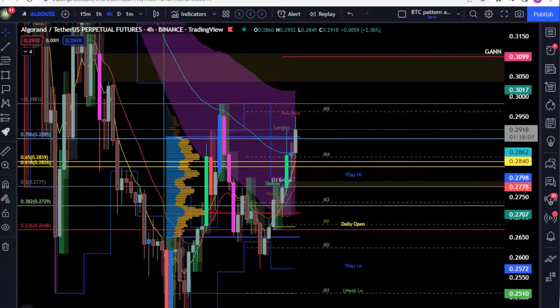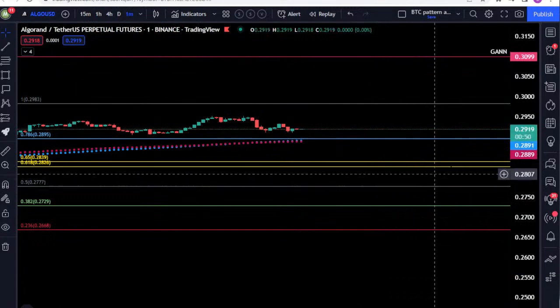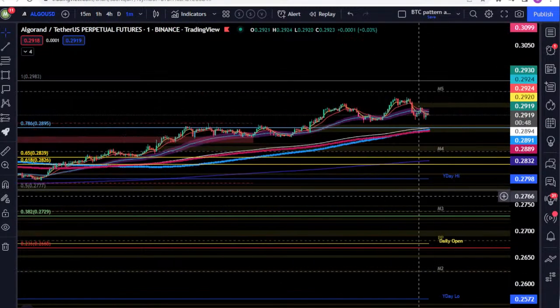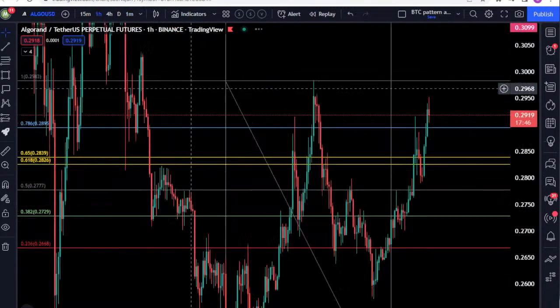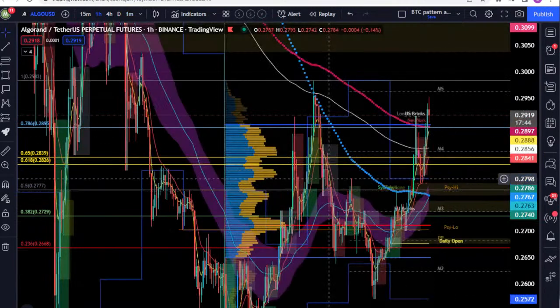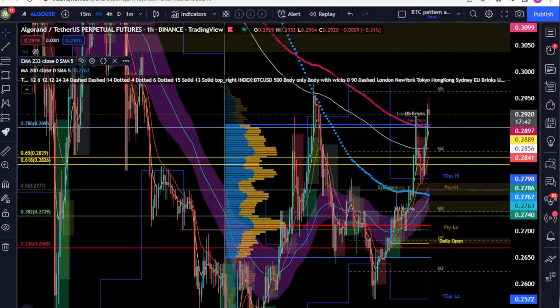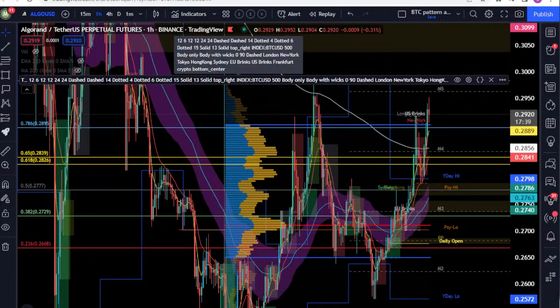We're looking at Algo at the moment. I want to start with Algo today because I posted a trading idea earlier. It didn't play out. Algo is still slightly moving up, but it might play out. We are hitting the 0.786 retracement. Now I'll get rid of some of these lines for clarity.